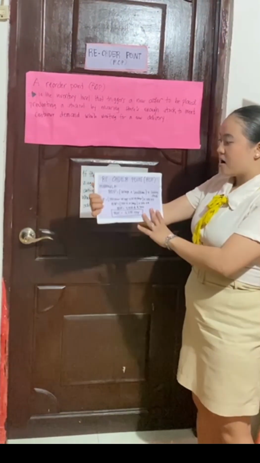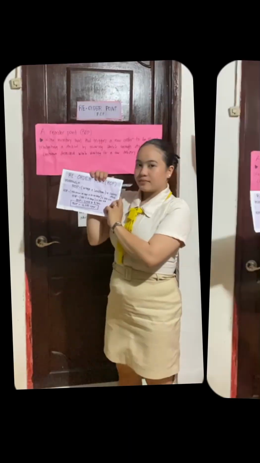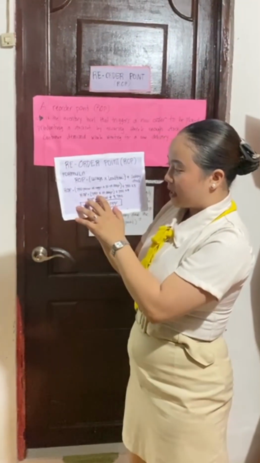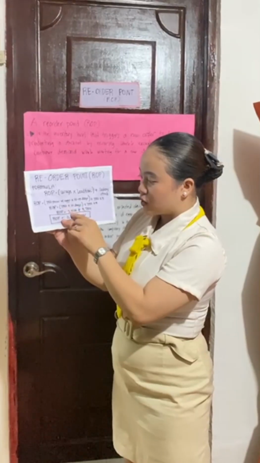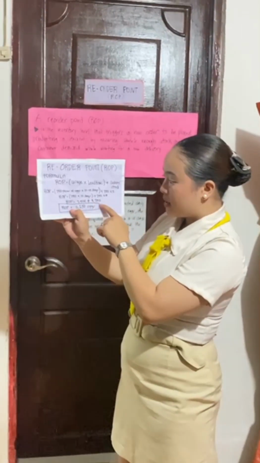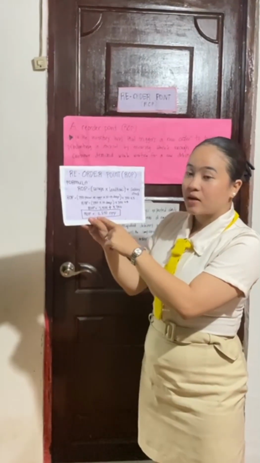So I have here the formula. ROP equals usage times lead time plus safety stock. So ROP is 750 pieces of egg times 10 or 15 days. So 750 times 10 days is equal to 7,500. And next is 750 times 5 is equal to 3,750. So 7,500 plus 3,750 is equal to 11,250 eggs.